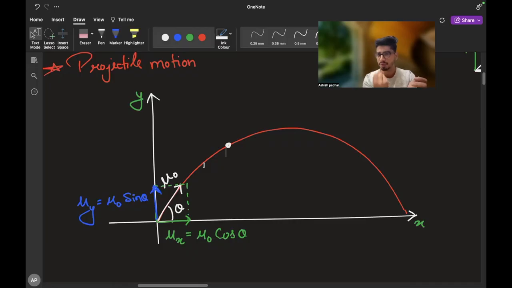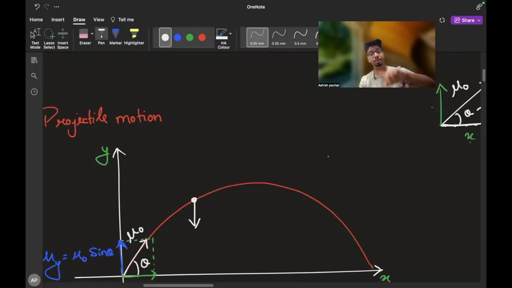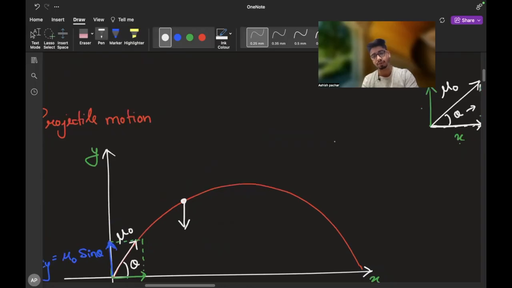And gravity, as we know, is a vertically downward force. The force of gravity acts downward because the acceleration due to gravity is always downward. It doesn't matter whether the ball is going up or down, it is constant in the vertical direction. So I'm writing a_y for the vertical acceleration. It is minus 9.8 meters per second squared. So this is our minus g value that you can write.